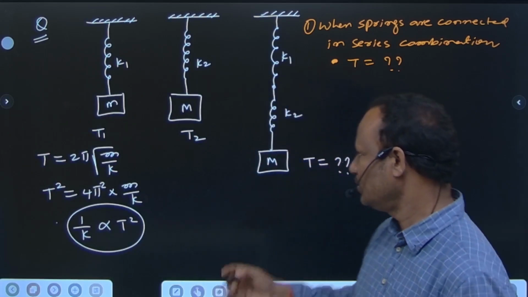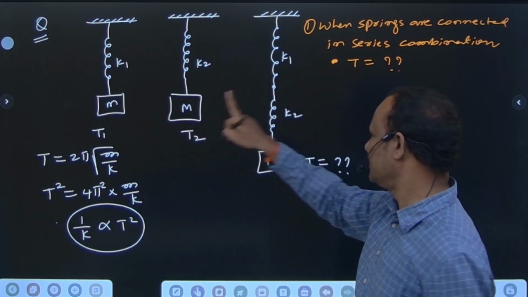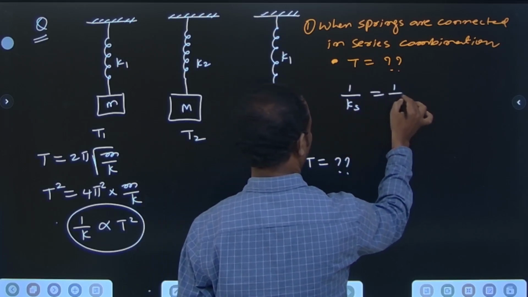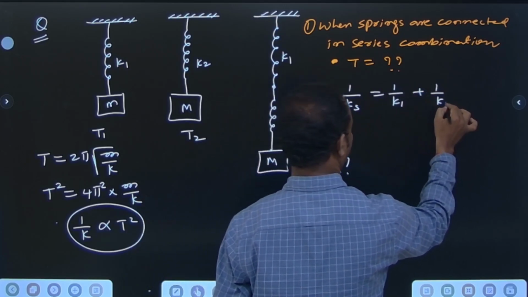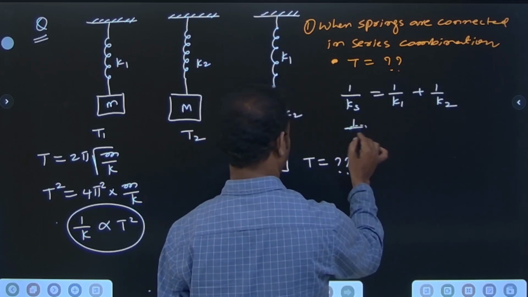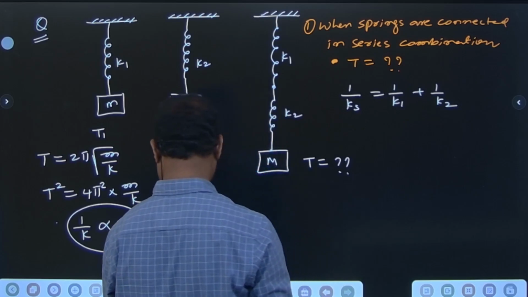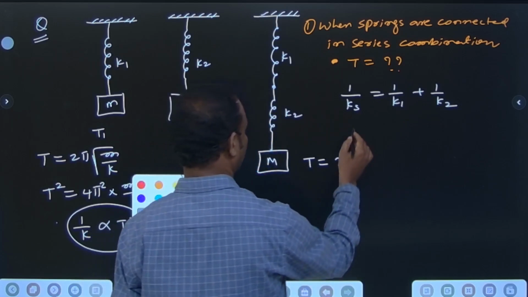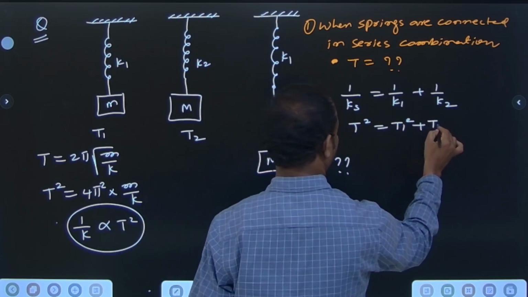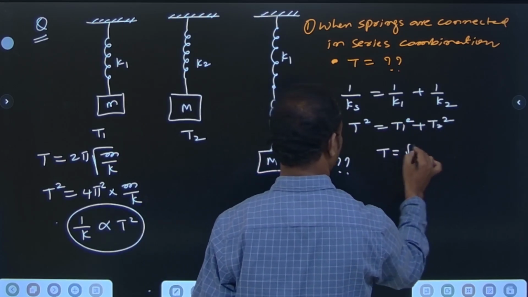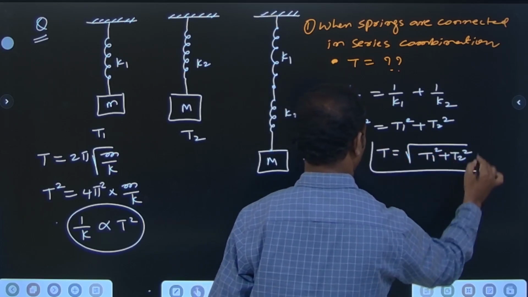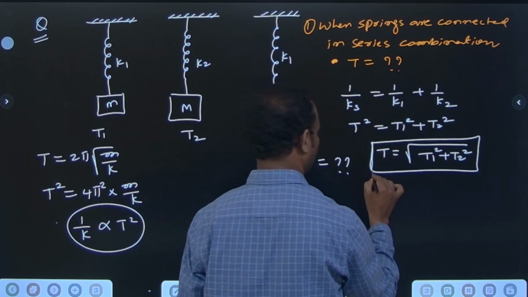Yes or no? How are these two connected in series? Series means what is the condition? 1 by Ks is equal to 1 by K1 plus 1 by K2. So T square is equal to T1 square plus T2 square. T is equal to square root of T1 square plus T2 square. Correct? Such a very important relation.